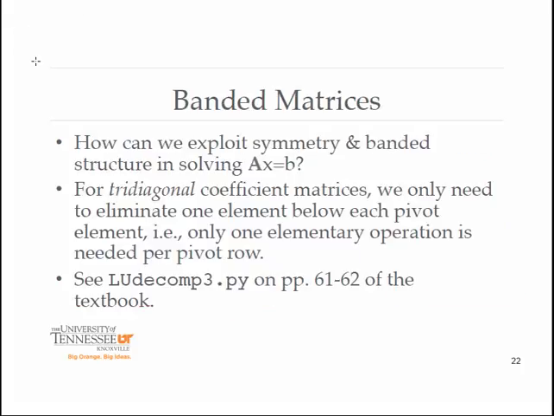So the natural question is, how do you exploit symmetry and banded structure when you want to solve a linear system, when you know that the coefficient matrix A has those particular properties? The nice thing is, as I was alluding to earlier, for a tridiagonal coefficient matrix, you only have to eliminate one element below each pivot element. Only one elementary operation is needed per row. And that simplifies the original LU decomp code that we had looked at for a general n by n matrix tremendously.